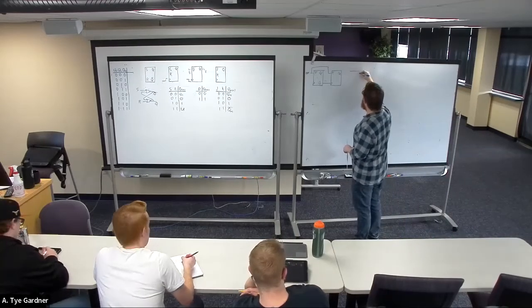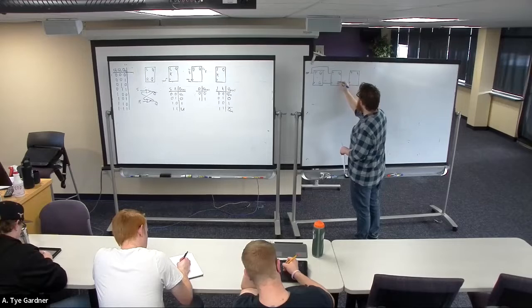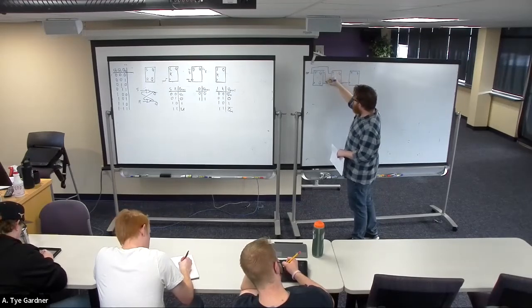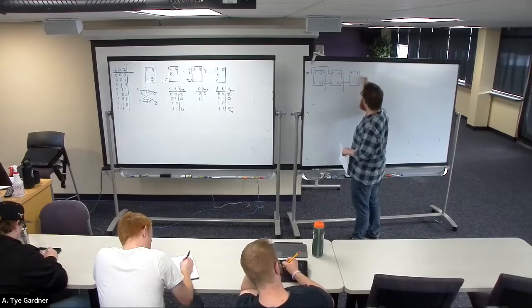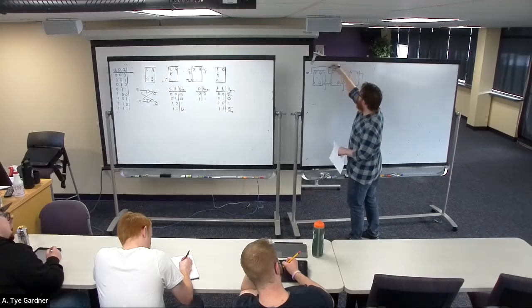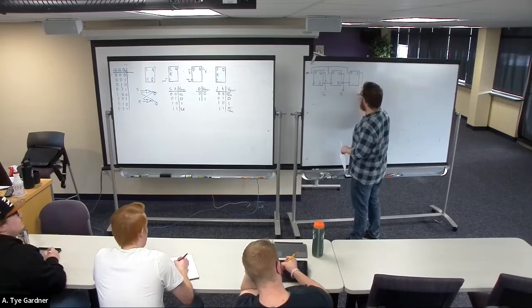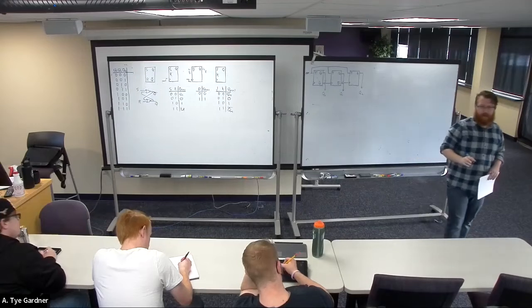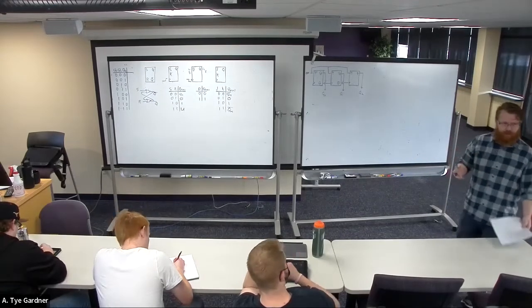Let's build another one. T, Q, clock, not Q. And then each of my Qs, Q0, Q1, Q2 correspond to that truth table. But let's test it, right? Let's prove that this works.